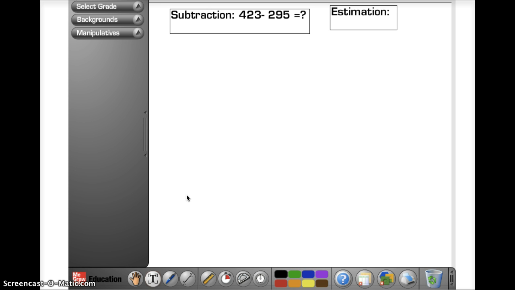The first thing we want to do is estimation. We want to use rounding to easier numbers to get an idea of what our answer is going to be. So I'm going to round 423 to 420 and 295 to 300. Then we can see that 400 minus 300 is 100, and plus another 20, which is 120.